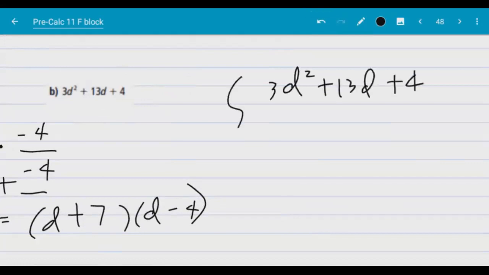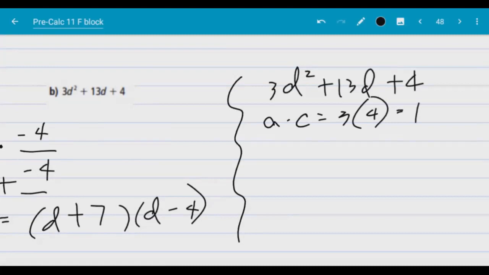Okay, what are the factors? As you look at the three terms, I don't think you can factor out a particular number from all three terms because I don't see a common factor, which means I will probably go by decomposition, wherein I would look at my AC value. A times C is equal to 3 times 4. My A value is 3, my C value is 4. That would be a 12, while my B value is 13.